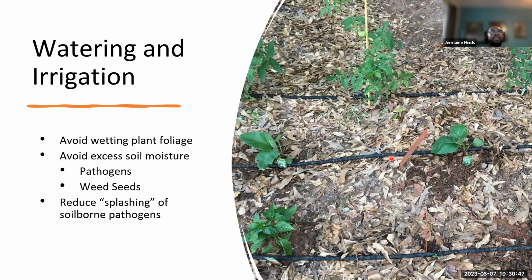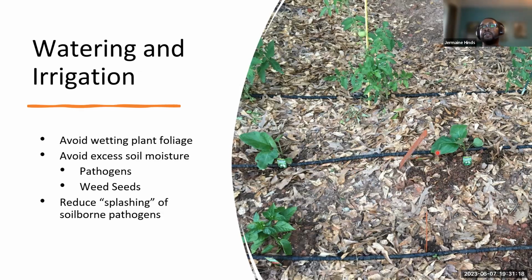As far as watering and irrigation, right? You want to avoid wetting plant foliage to avoid any fungal mold type disease. You want to avoid excess soil moisture by using irrigation tape that waters at the soil level. It won't cause splash onto the crop leaves. By avoiding excess soil moisture, you can avoid pathogens taking hold.